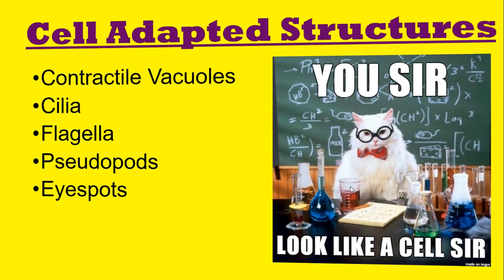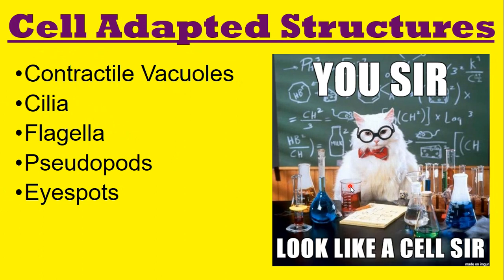So these are the adaptive structures that we're going to talk about. Contractile vacuoles, cilia, flagella, pseudopods, and eyespots. And at the end, we're going to talk about two motions that a cell would have.